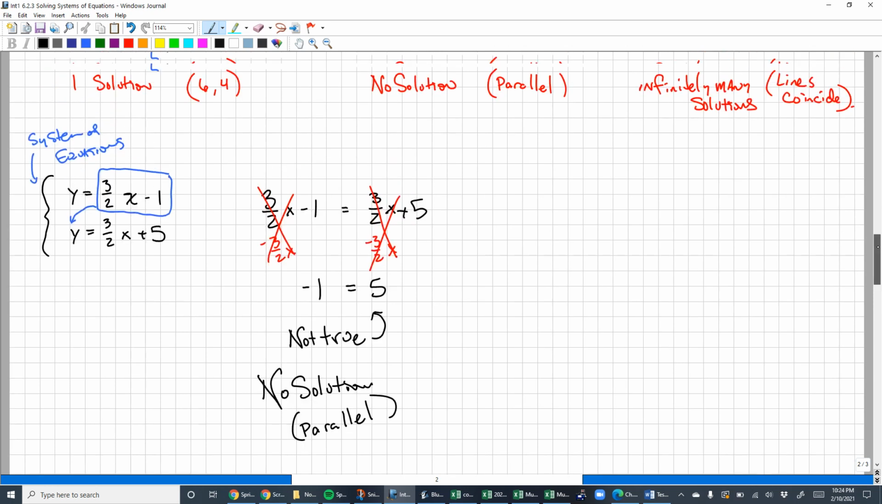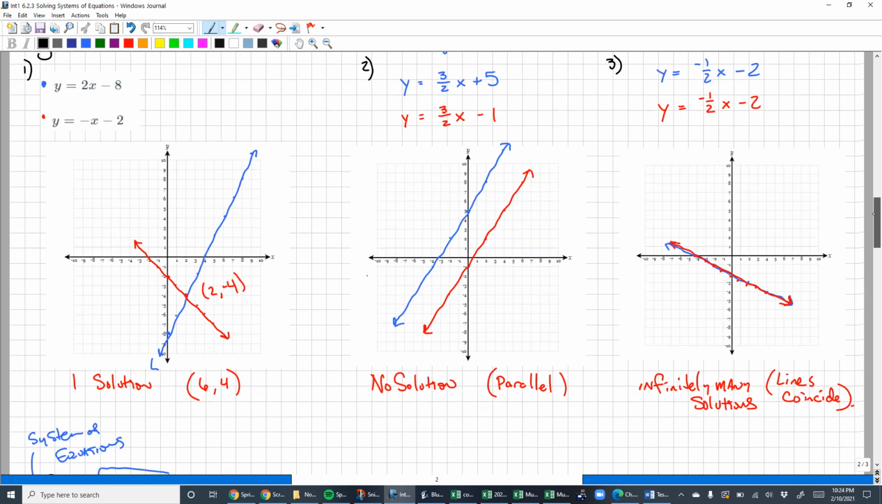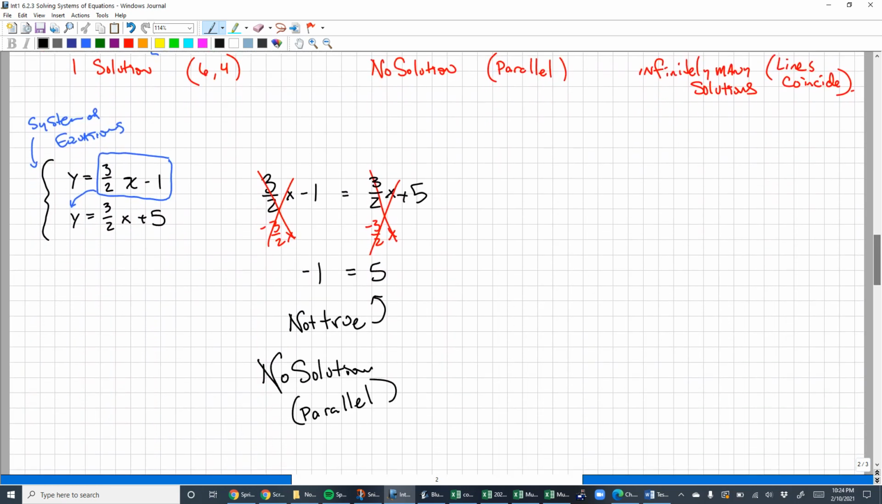Let's take a look at the other one that we had right up here, which was infinitely many solutions. And if we do that, I'm going to put them together: negative 1/2x minus 2 is equal to negative 1/2x minus 2. You can kind of see what's coming here, because if I add 1/2x to both sides, it cancels out the x's, and we're left with negative 2 equals negative 2. Now the difference between this and the last one is this one's true. And that means that's going to have infinitely many solutions.